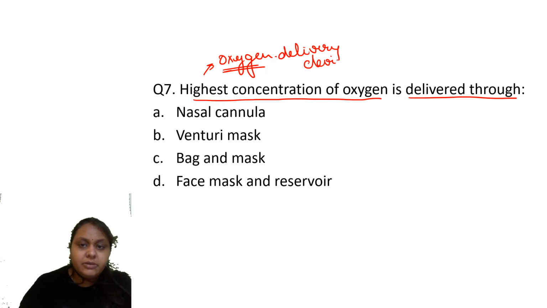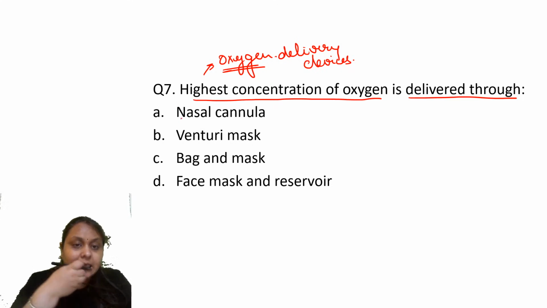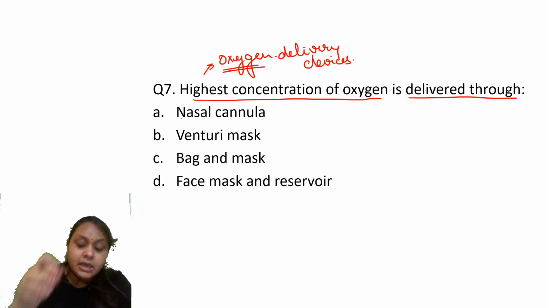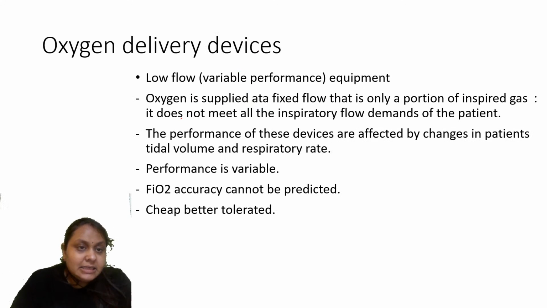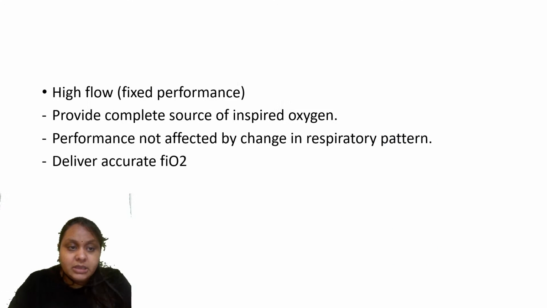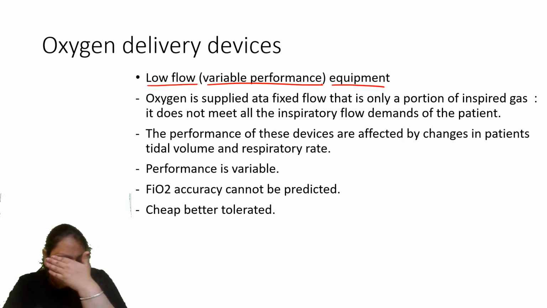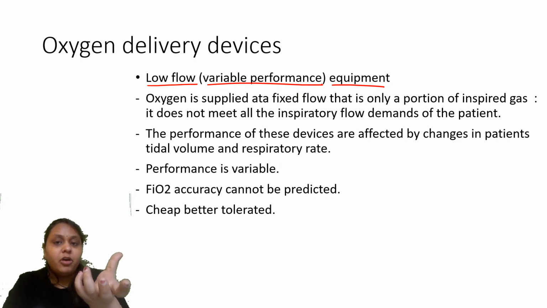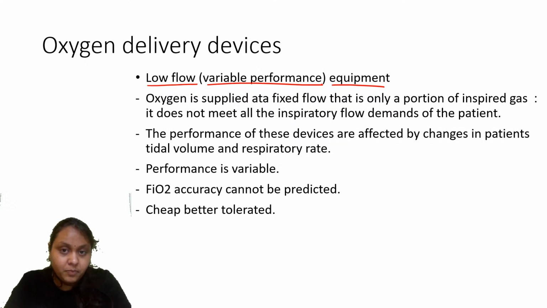Okay, oxygen delivery devices. These are in turn divided into two types: the low flow, that is variable performance equipment, and high flow or fixed performance equipment. Now what is variable and what is low flow?